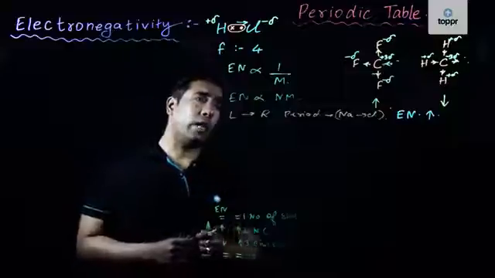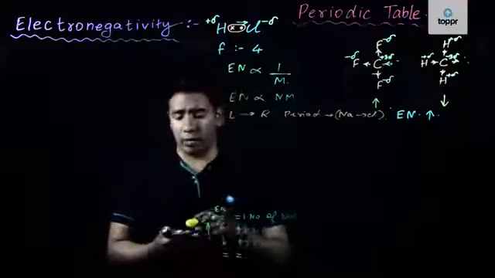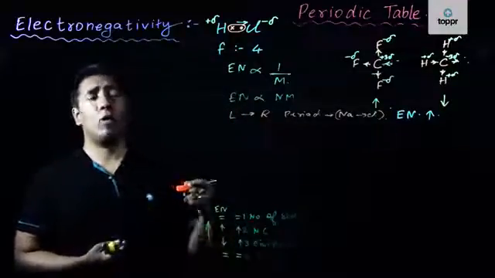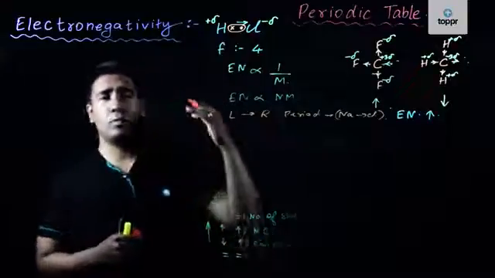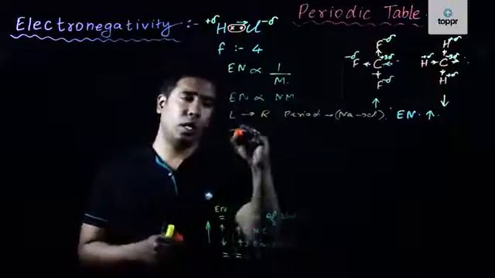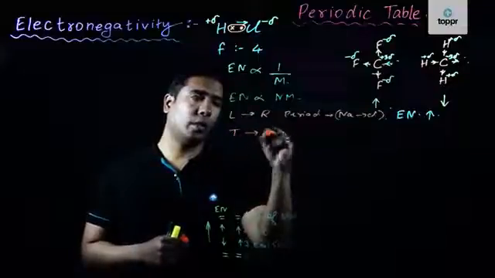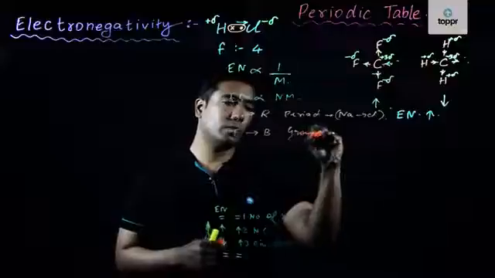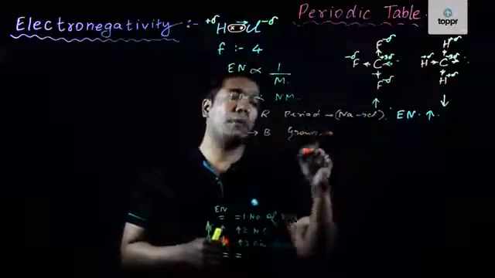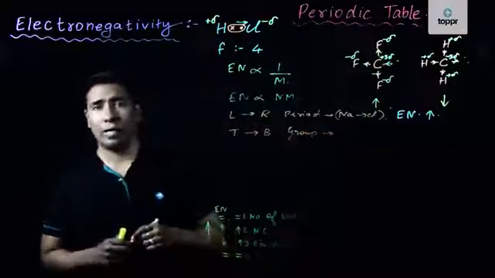Now that we understand that, let us look at what happens as we move from top to bottom in the periodic table. That is, as we move from up to down in the periodic table, in a particular group, let us see what happens to the electronegativity values.